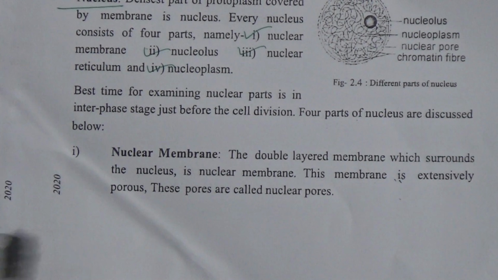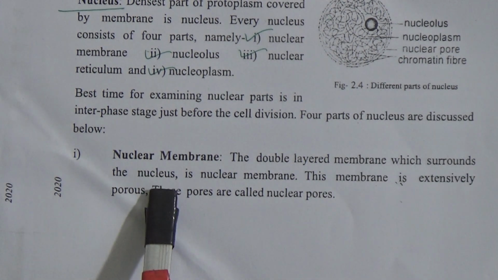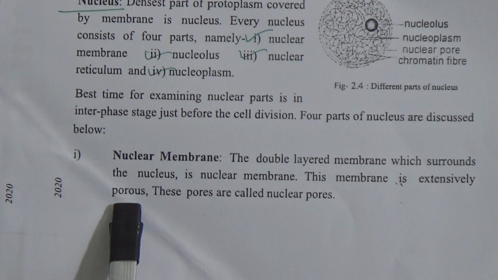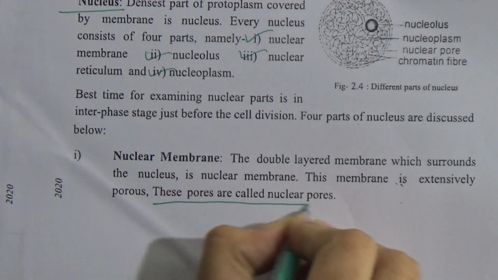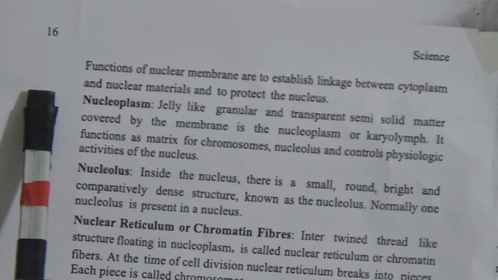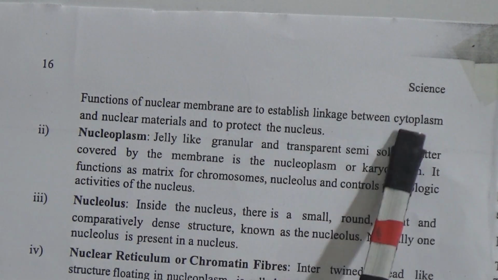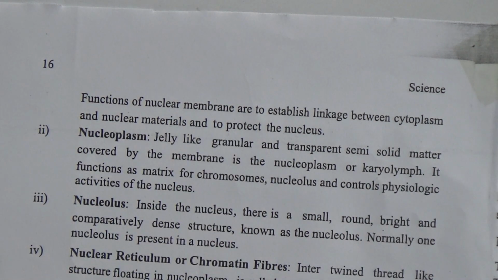Number 1, nuclear membrane. The double layered membrane which surrounds the nucleus is the nuclear membrane. This membrane is extensively porous. These pores are called nuclear pores. Pore means hole, the gap between these two membranes. Now come to page 16. Functions of the nuclear membrane are to establish linkage between cytoplasm and nuclear materials and to protect the nucleus.